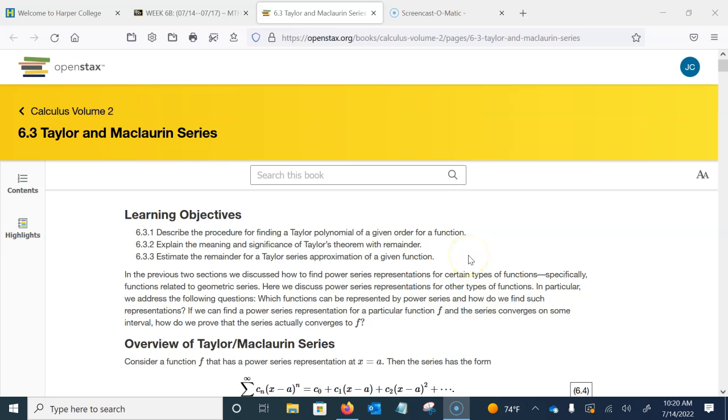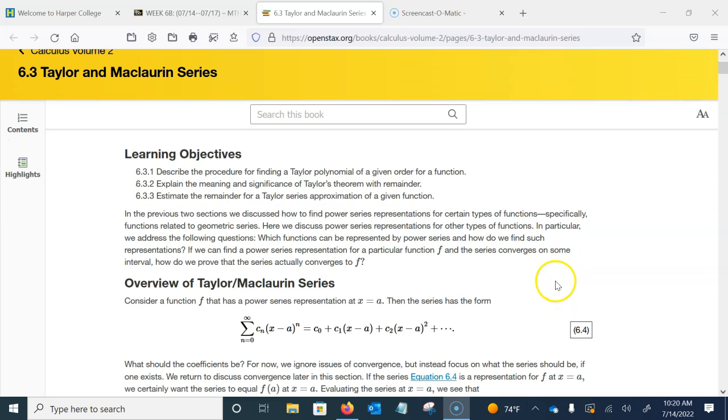Hello class, this is section 6.3, the Taylor and Maclaurin series. In this section, what we're going to learn is that if a function has derivatives of all orders, then we can represent the function with a Taylor series, which is just a power series.